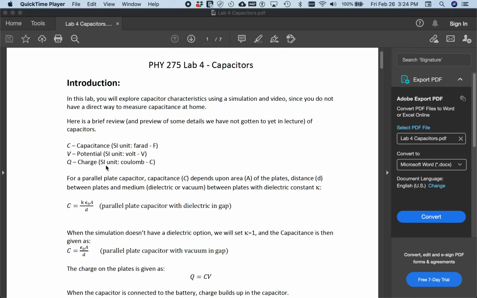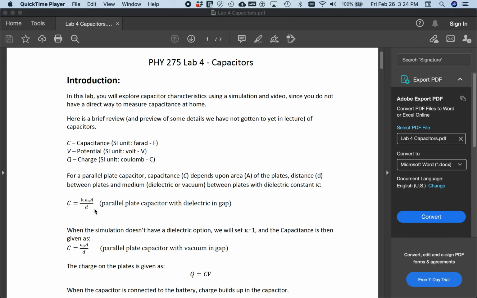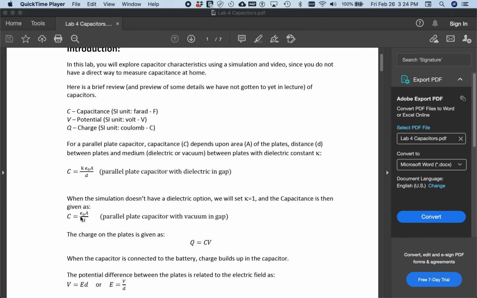This part here, the introduction, gives a nice theoretical background, because some of the students may not have been in the lecture, they may not have covered capacitors in their lecture yet. So this is a nice background for them.